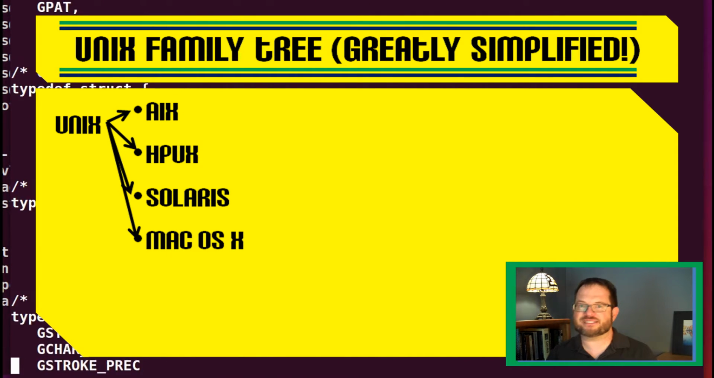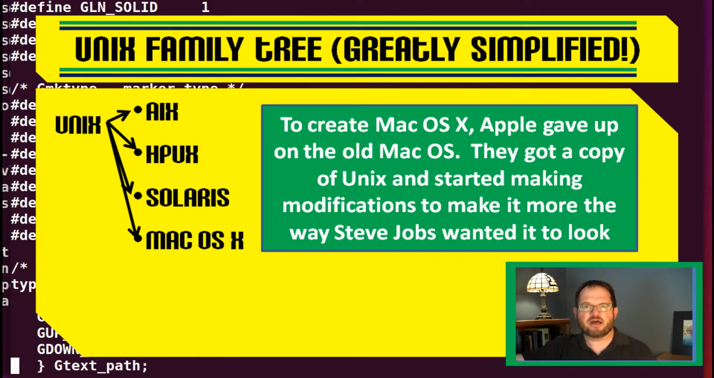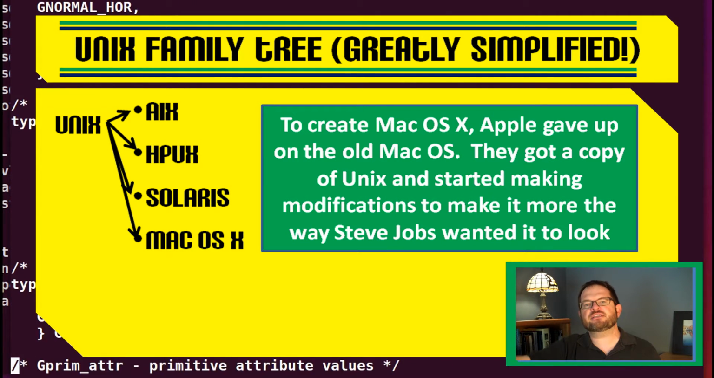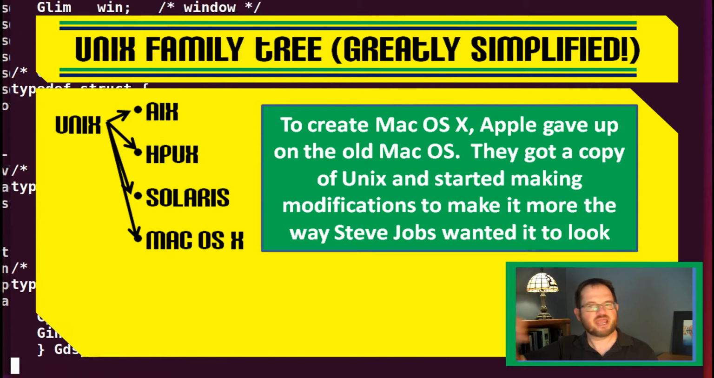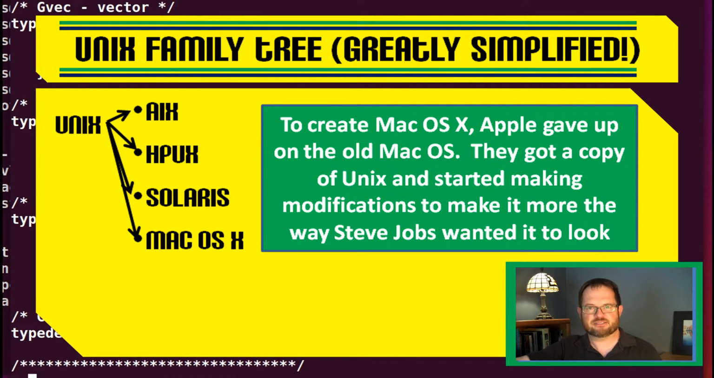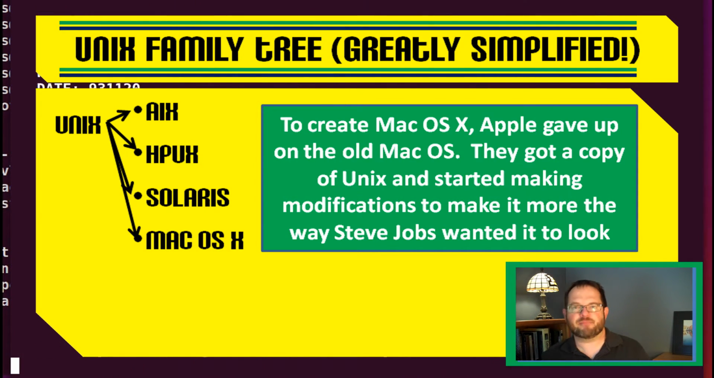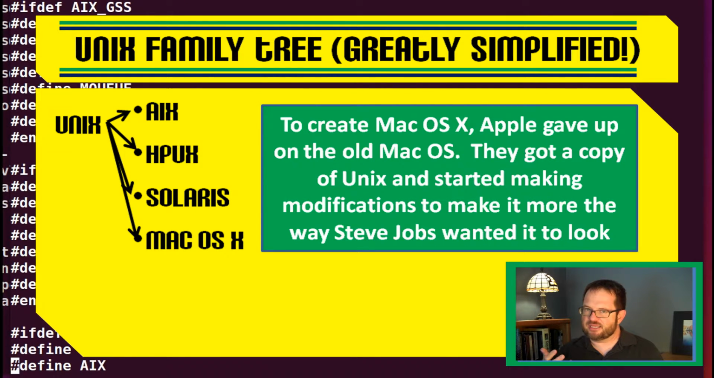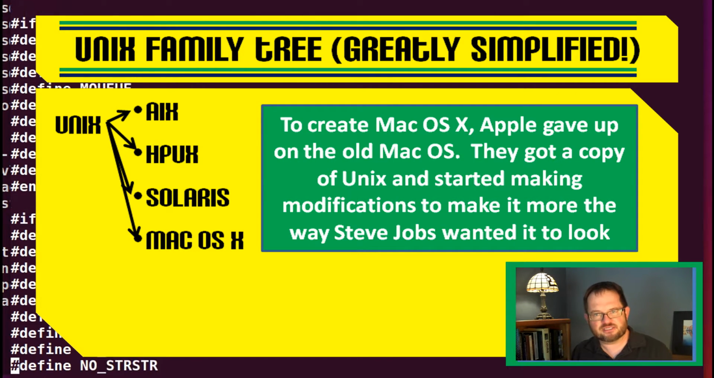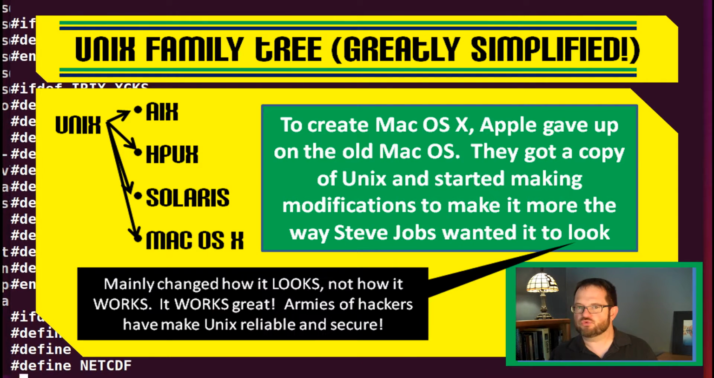To make Mac OS X, starting in about 2000 or whenever the first version of Mac OS X came out, Apple gave up. They had spent 15 years developing Mac OS 2, Mac OS 3, all the way up to Mac OS 9, and they said, nobody's buying this. Let's just get rid of it. And Steve Jobs came back to the company, and he brought back with him Mac OS X. But all they really did was download Unix, an operating system that runs on lots of different kinds of computers, and then they just modified it, which you can do.